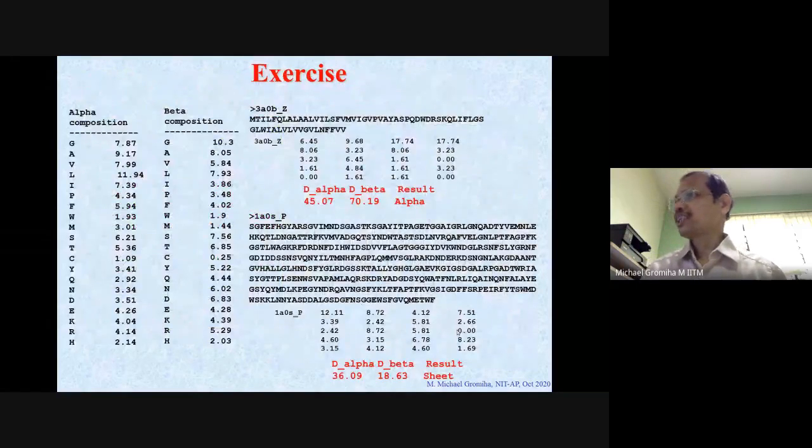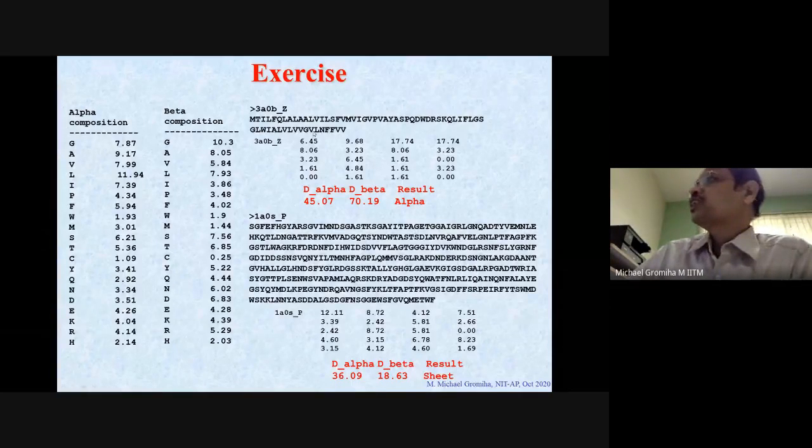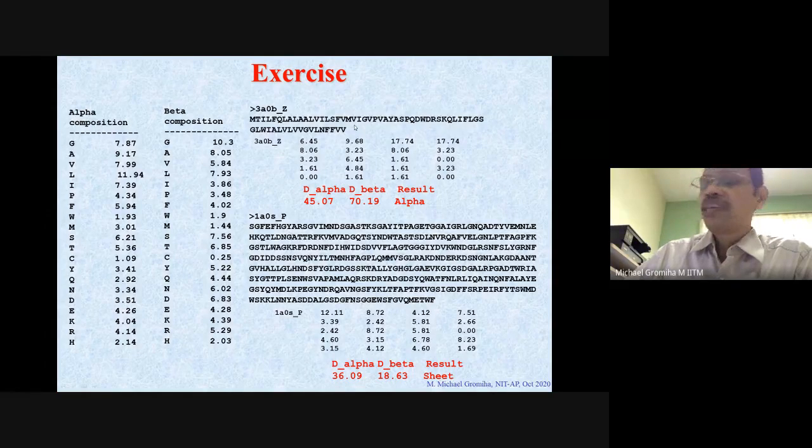So I show another example. Here we have the sequence. The question is, can you discriminate whether this belongs to group A or group B? This is the average value given for group A, and this is the average value given for group B. I give the sequence. Now the question is, can we discriminate, or can we identify, or can you find whether this belongs to group A or group B, that is alpha or beta? What to do?